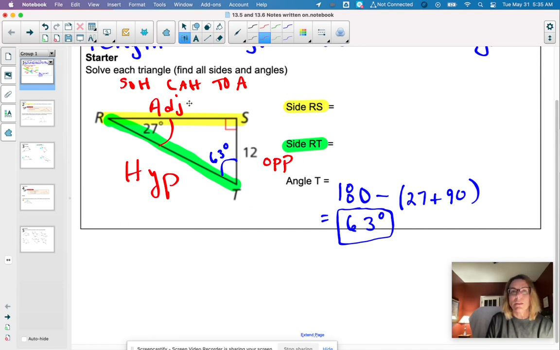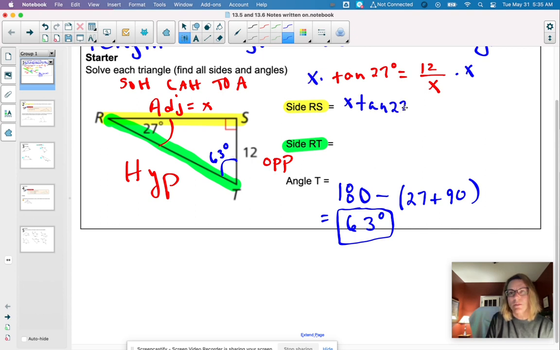So if I want to find this yellow side RS, I'm going to use tangent. So tangent of 27 degrees is equal to O, which is 12, over A, which is the side we're trying to find. We'll call that X in this case. Now, if we're solving for X and we have a fraction, we're going to multiply both sides by the denominator. So we get X tan 27 degrees is equal to 12.